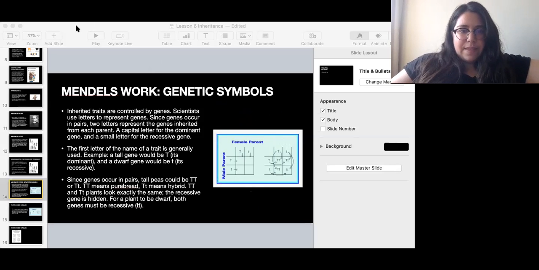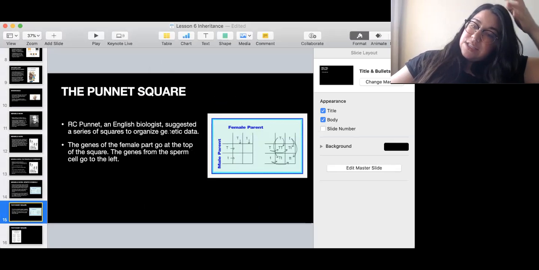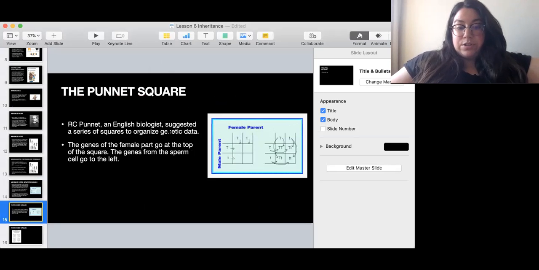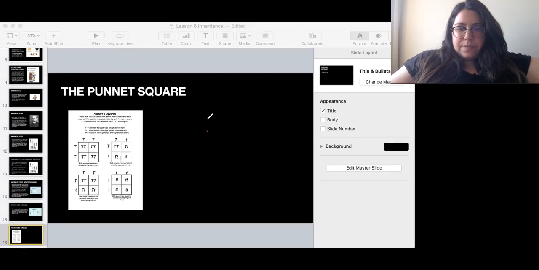Okay, and then we have the Punnett square. Punnett, an English biologist, suggested a series of squares to organize genetic information. You usually put the female parent on top and the male parent to the left. I'm going to explain how you do it. Let me draw my Punnett square here.